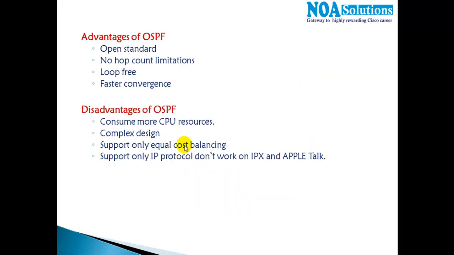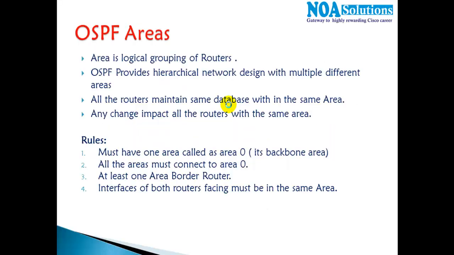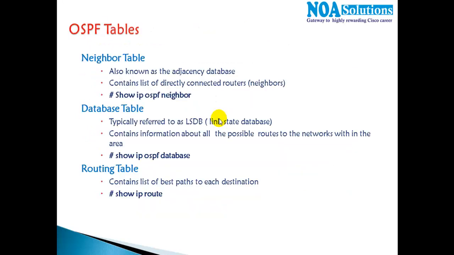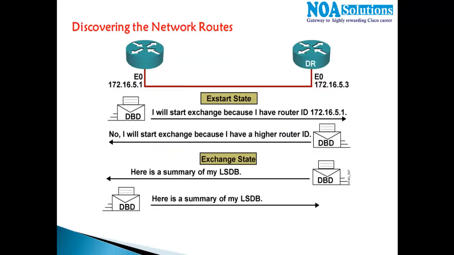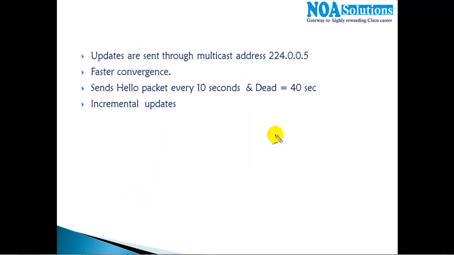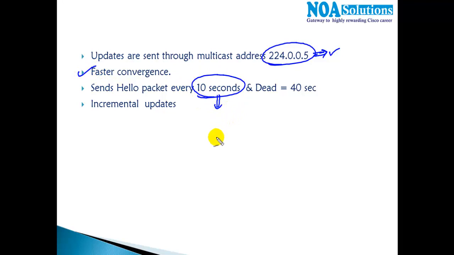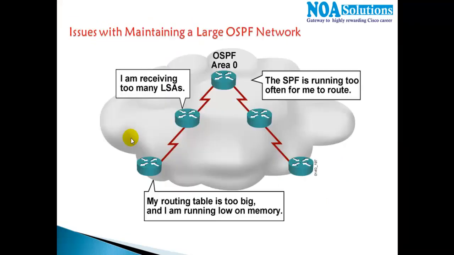So let us discuss some of the advantages of OSPF. OSPF is a standard protocol, with no hop limitations, loop free, and faster convergence. By default it will take somewhere around 40 seconds. I think I missed a few points. It uses 224.0.0.5 for sending updates. It's a faster convergence protocol. By default it sends hello packets every 10 seconds, and if there is no hello for 40 seconds it will start calculating the alternate route, and updates will be sent only whenever there is a change. Those are the features of OSPF.